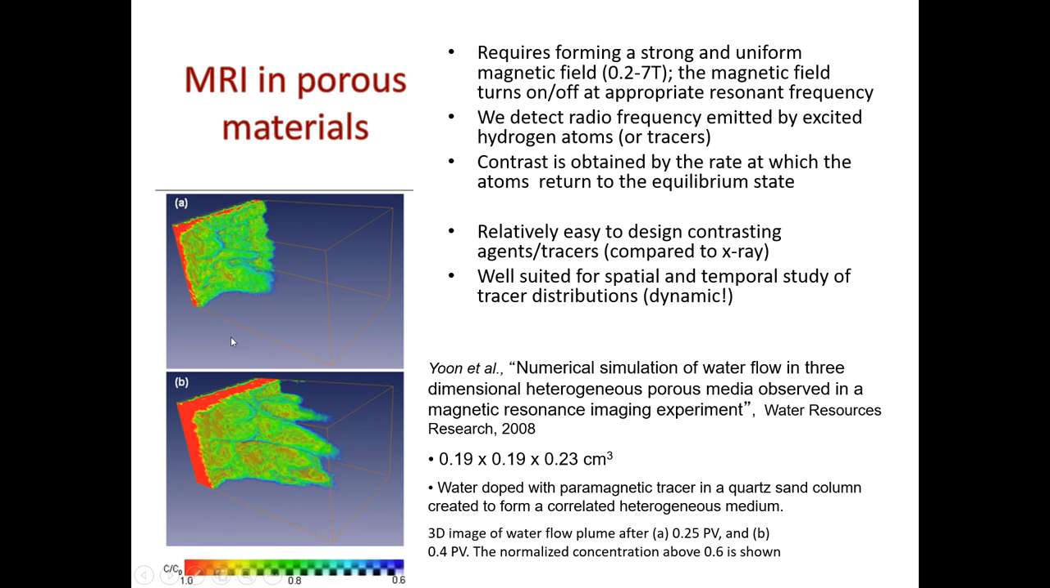So this is an example of an MRI study where there was a water front going through an image in time. This is a 3D image of water flow after 0.25 of a pore volume was injected, and then 0.4. So this is something that can be useful. Now, the moment you have this ferromagnetic, which is a standard material that has magnetic components, then that can obscure your image and not produce such a quality image. So if monitoring water, or sometimes if you have a reaction that will create water, this can be useful.